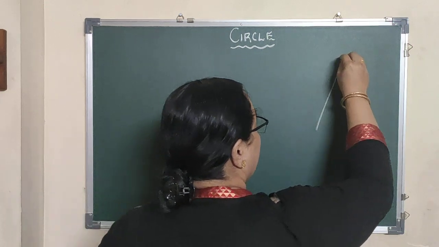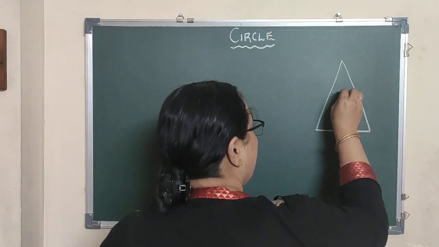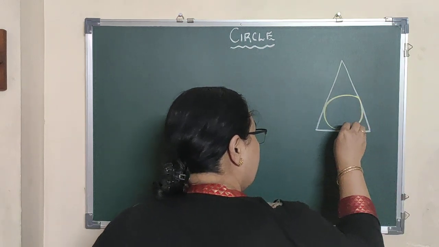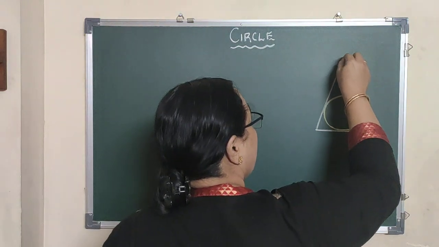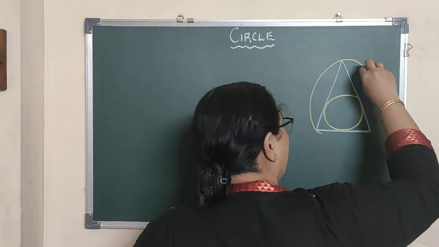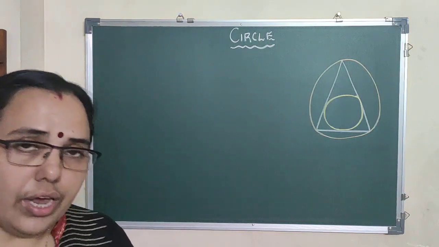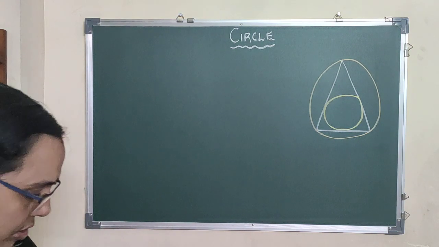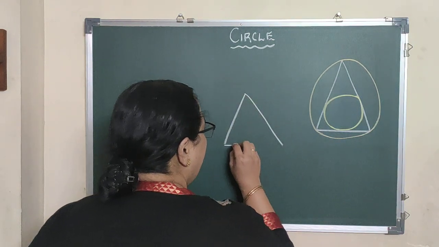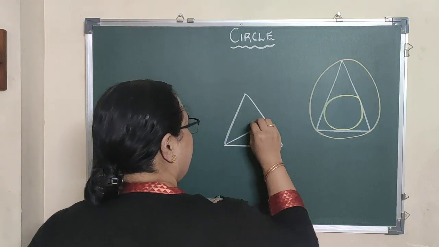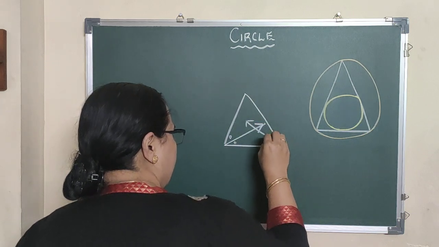A circle which touches all the three sides of the triangle is called an incircle, and a circle which touches all the vertices of the triangle is called a circumcircle. Now the construction is different for each, because whenever we need to draw the incircle, we will be drawing the angle bisectors of any two of the angles.